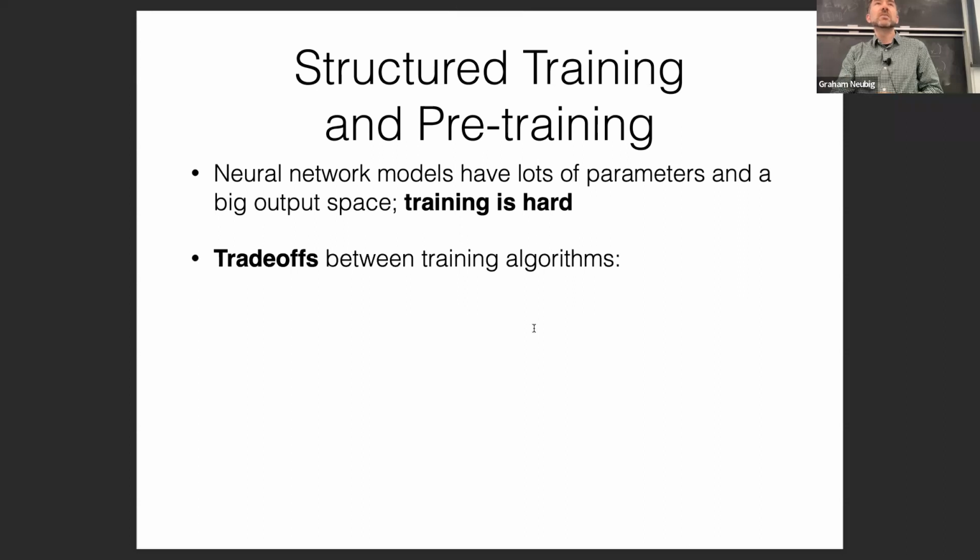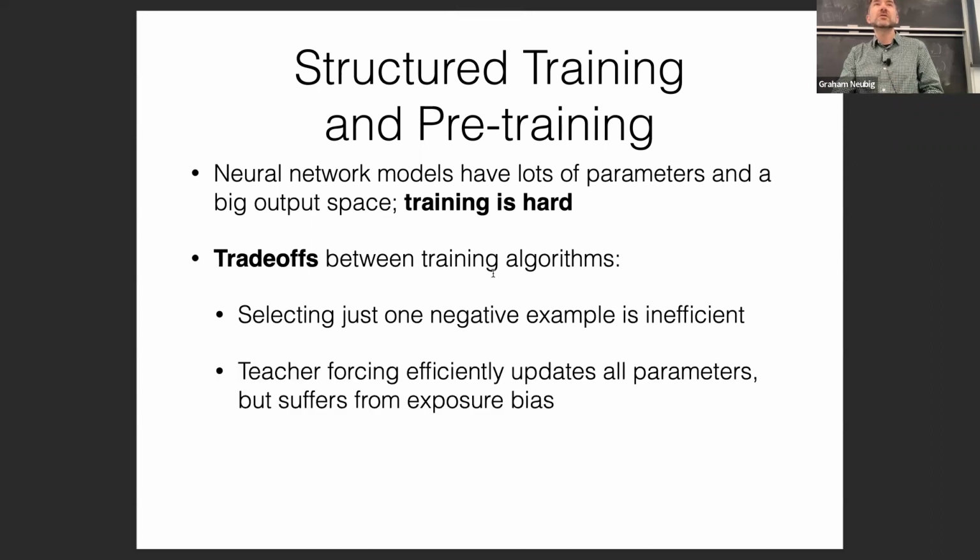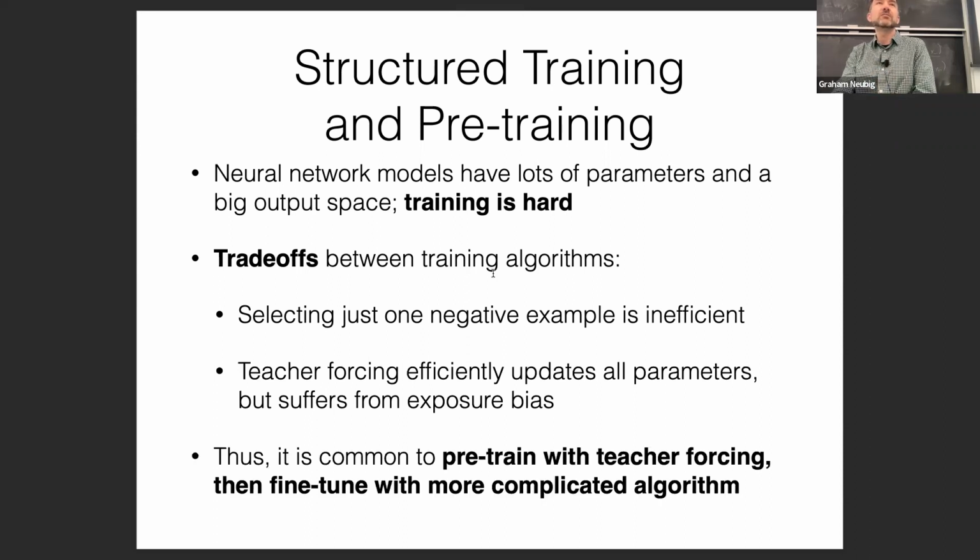Because of this, there are trade-offs between training algorithms. Selecting just one negative example is inefficient, and teacher forcing efficiently updates all the parameters, but it suffers from exposure bias because it never views negative or incorrect inputs. And so it's quite common to pre-train a model, especially in text generation tasks, using teacher forcing and maximum likelihood estimation, and then fine-tune with a more complicated algorithm after that. One problem with this, though, is let's say you train your maximum likelihood estimation model until convergence, then it's already been trained well, and you're going to get a minimum benefit from doing the more complicated training algorithms after that.